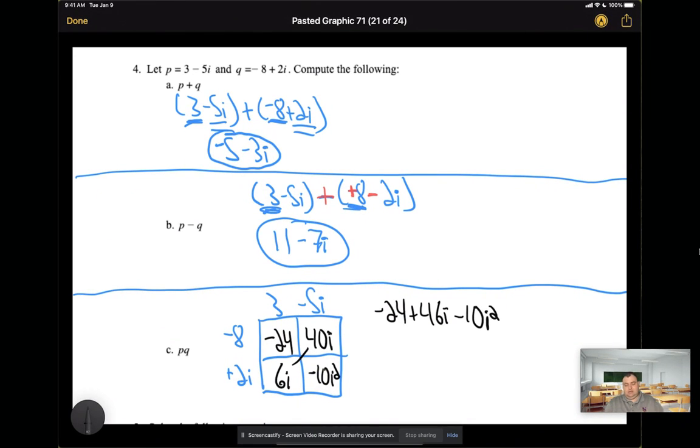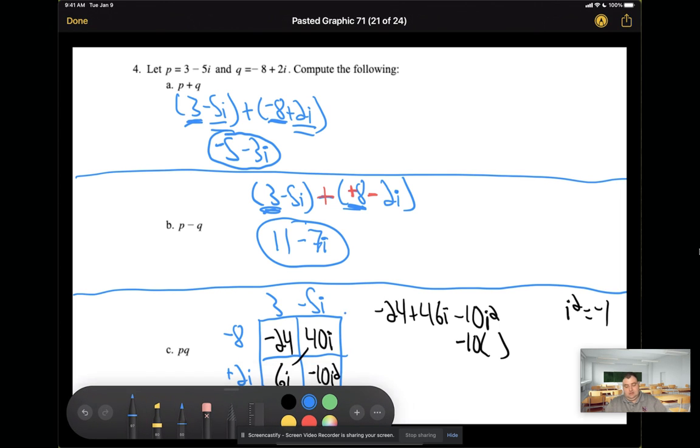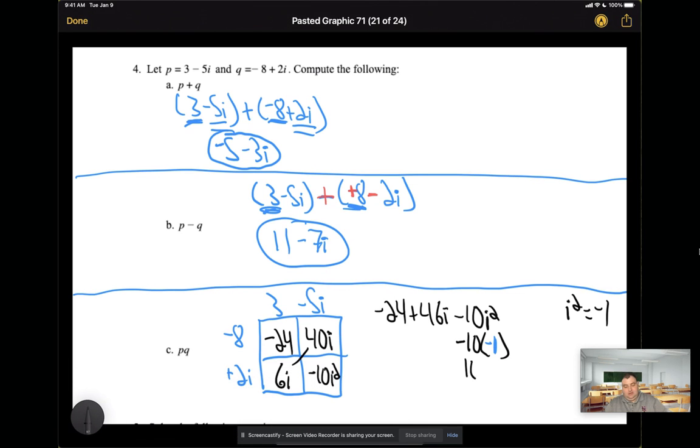10i squared. But remember, I have to use the fact that i squared is equal to negative 1 when I simplify. So negative 10i squared is really negative 10 times negative 1. Okay? And negative 10 times negative 1 is positive 10. So now I have negative 24 and positive 10, which combine to negative 14 plus 46i. So the answer for multiplication is negative 14 plus 46i.